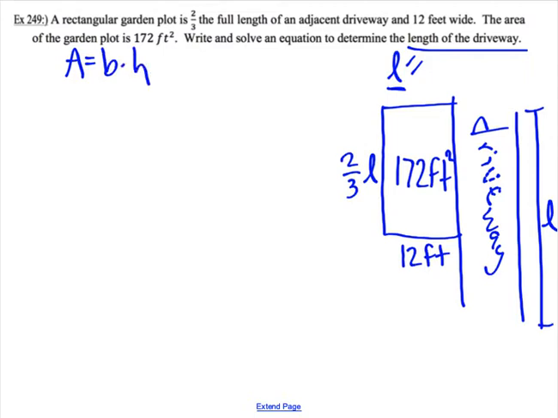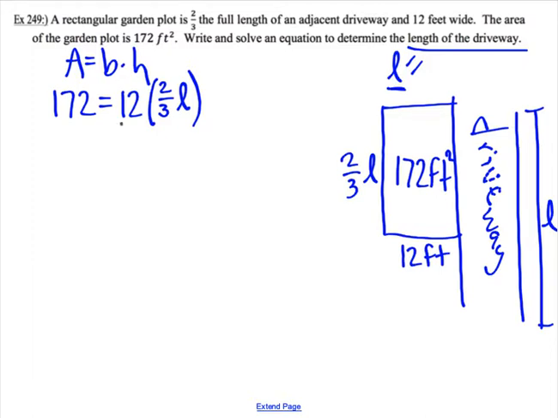Yeah, base times height, so A equals BH. The area is 172. The base is 12. The height is 2/3 L, 2/3 the length of the driveway. This is the setup. Now, step 1 in solving these is to simplify both sides.